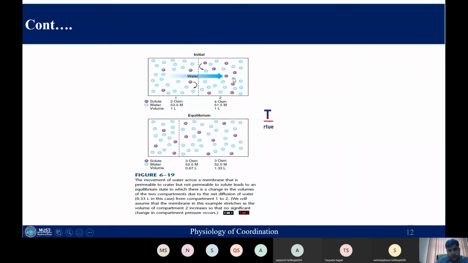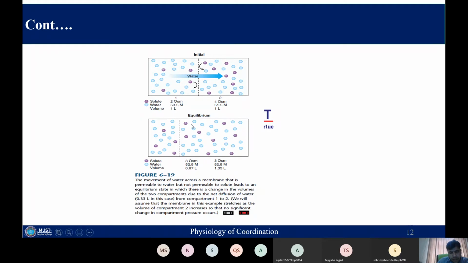But according to the diffusion rule, the solute in this case should have moved from compartment 2 to compartment 1, because solute has a higher concentration in compartment 2 and a lower concentration in compartment 1. But because of the impermeable nature, the solute particle will not be able to cross through this membrane. So now what will happen? How will equilibrium in this case be achieved? Here you can see that the water molecules have moved from compartment 1 to compartment 2, and the volume has increased in compartment 2.